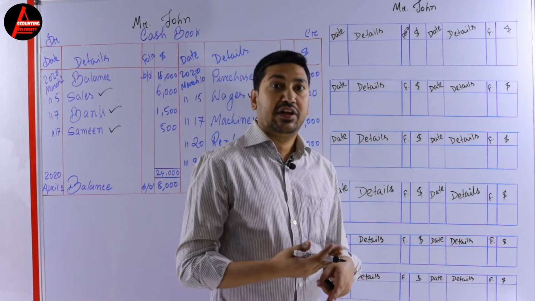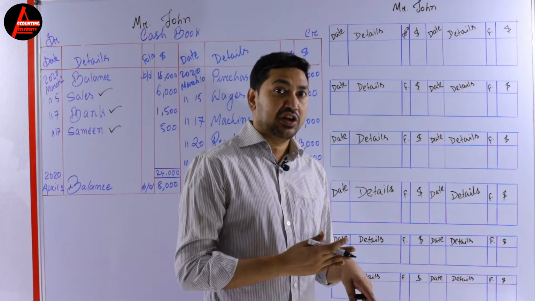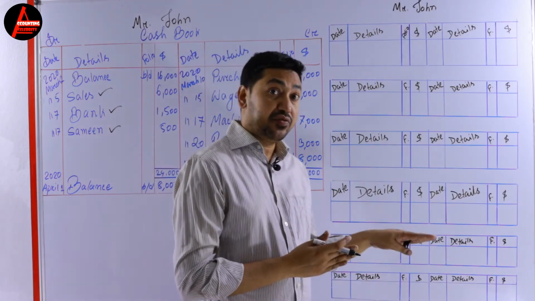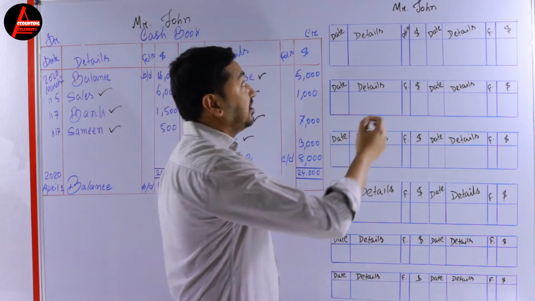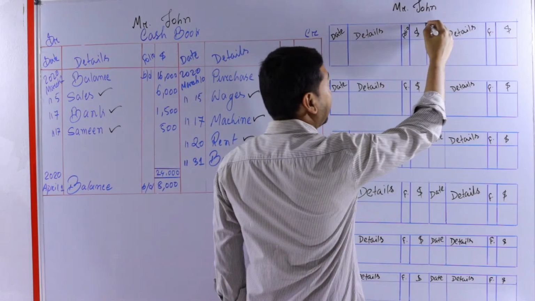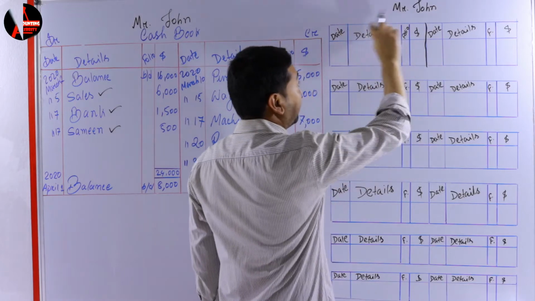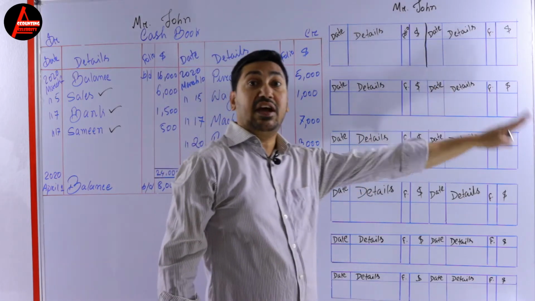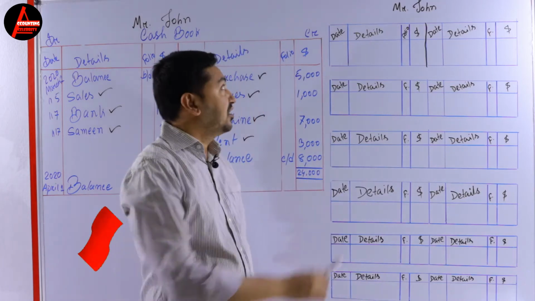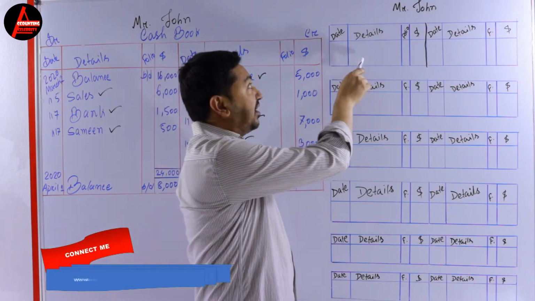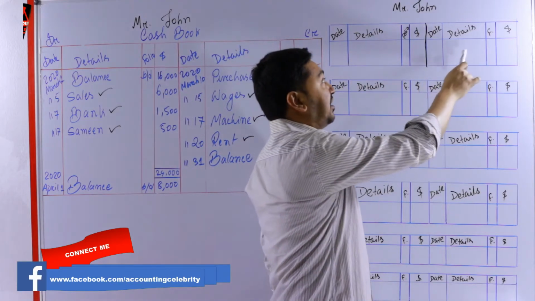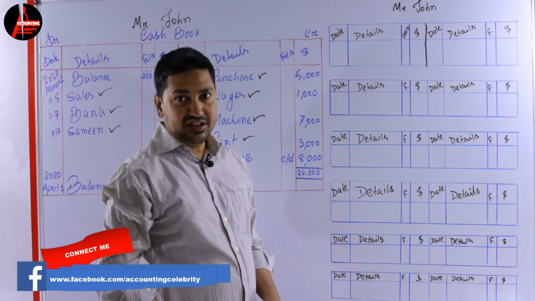Okay, you already know the format of a ledger account. This is actually the T account ledger format. See here, this is the central vertical line, and this is the horizontal line. This side we have 4 columns and this side we have the same 4 columns, to record date, detail, folio, and dollar. Same here: date, detail, folio, and dollar.